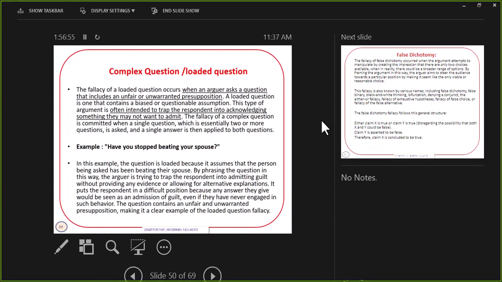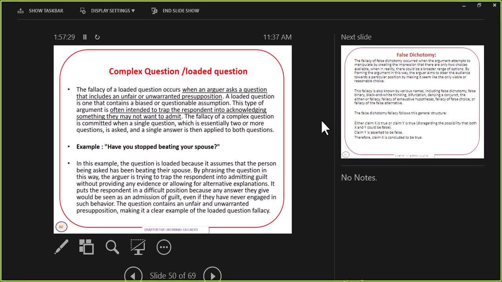Complex questions, also known as loaded questions, occur when the arguer asks a question that includes an unfair or unwarranted presupposition. A loaded question is one that contains a biased or questionable assumption. This type of argument is often intended to trap the respondent into acknowledging something that they may not want to admit. The fallacy of complex question is committed when a single question, which is essentially two or more questions, is asked and a single answer is then applied to both questions. Have you stopped beating your spouse? It is a complex question.